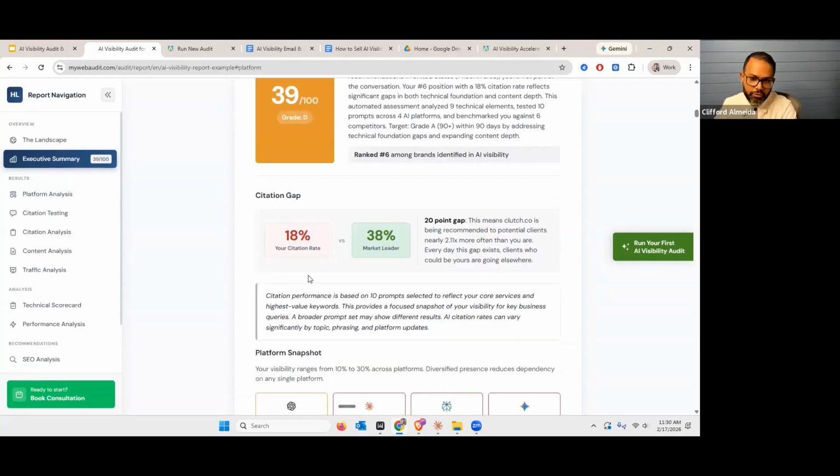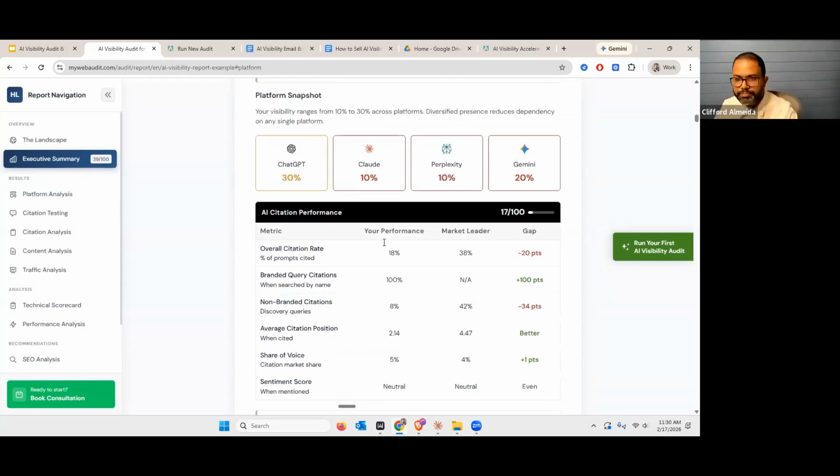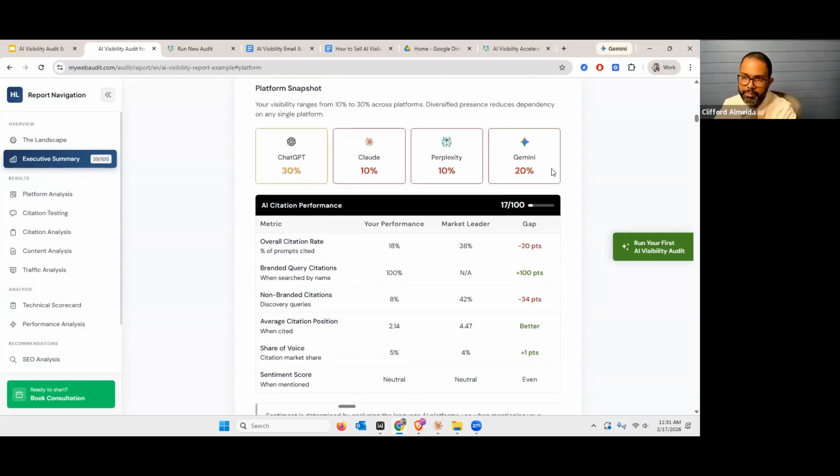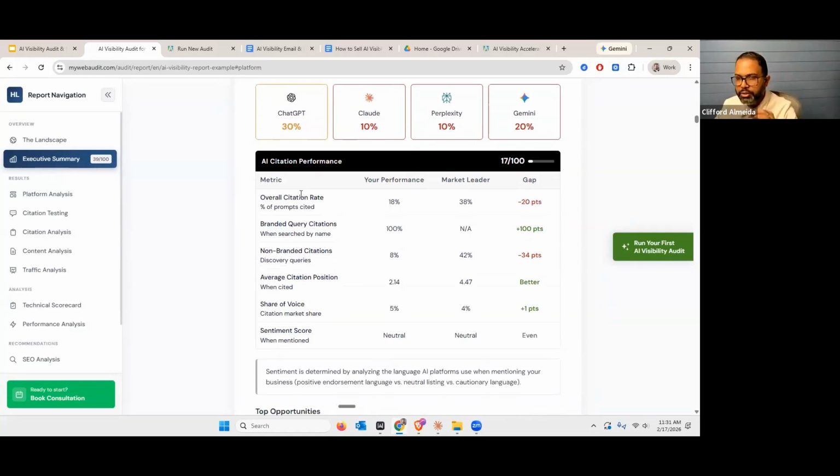So then you have this score of potentially where you are or where your client is, and then the market leader. Here is put their rankings across ChatGPT, Claude, Perplexity, and Gemini. By the way, this is my agency with some test prompts being put through, so this is all accurate. You have the overall citation rate, which is simply how many times is your brand and your content being cited versus the market leader. There's a discrepancy. We need to work on that.